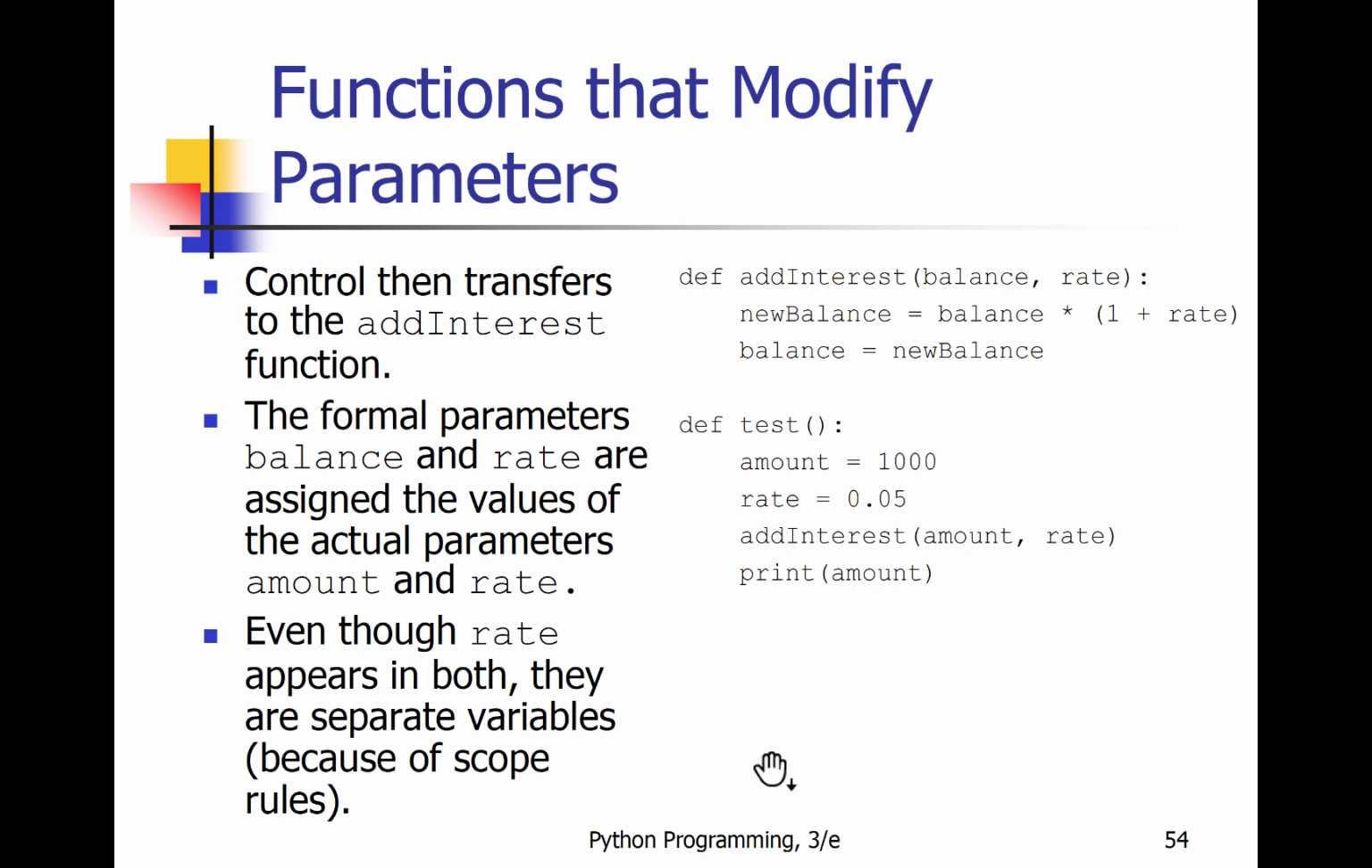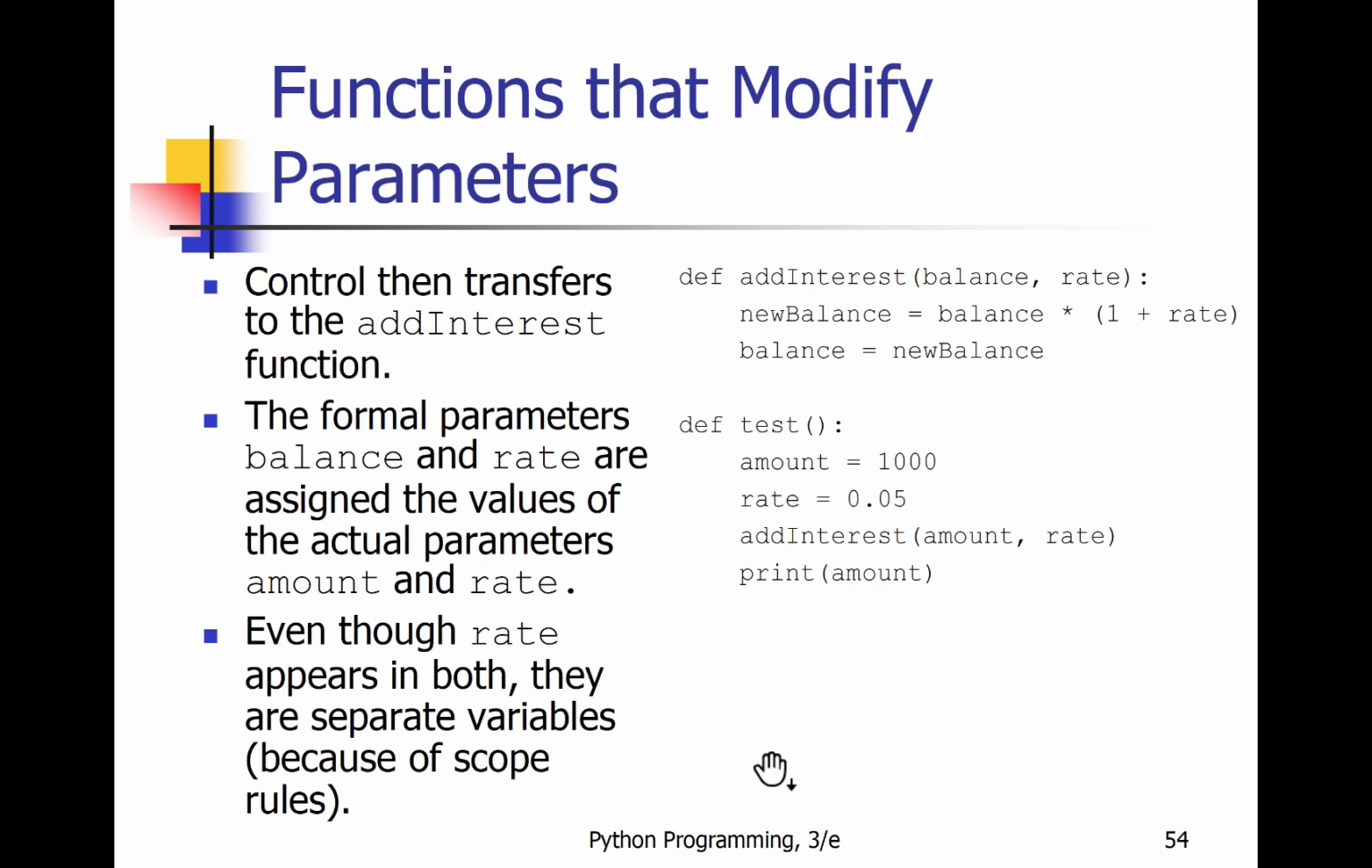Control then transfers to the add interest function. The formal parameters balance and rate are assigned the values of the actual parameters amount and rate. So it's an assignment. You get a copy of the value in your called code. The called code is able to calculate a new balance, but it's not really connected directly to balance.